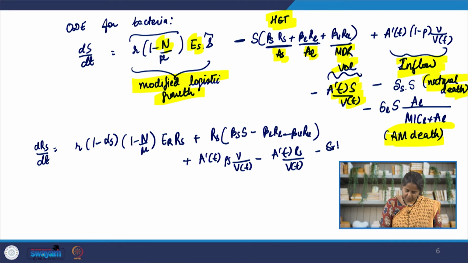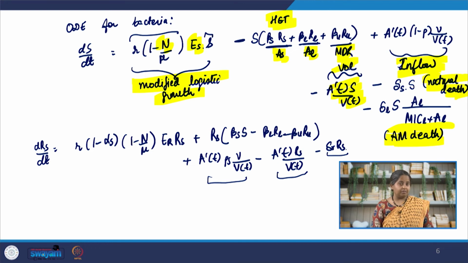Again, very similar to what we saw in the first system. So we have influent, inflow, we have volume change, we have natural death of resistant bacteria, even if antibiotics cannot kill them, static antibiotic cannot kill them, but they are still dying a natural death. And bacteriolytic antibiotics can still kill them. So resistant bacteria that are resistant to bacteriostatic are still sensitive to bacteriolytic. So we need to account for that.